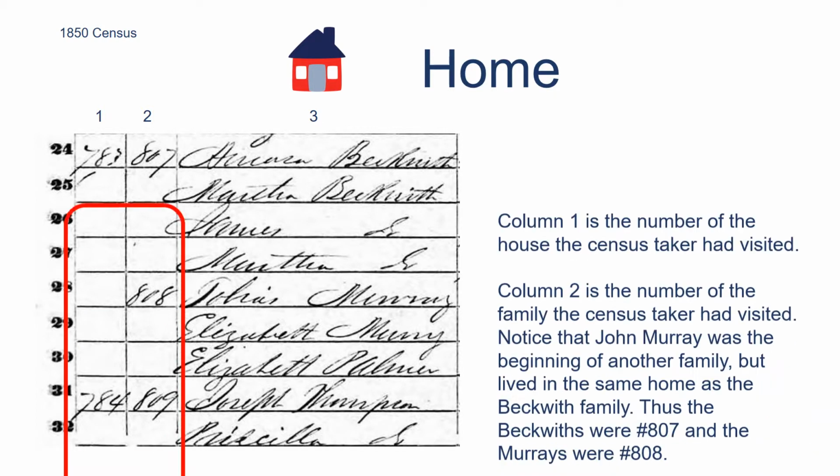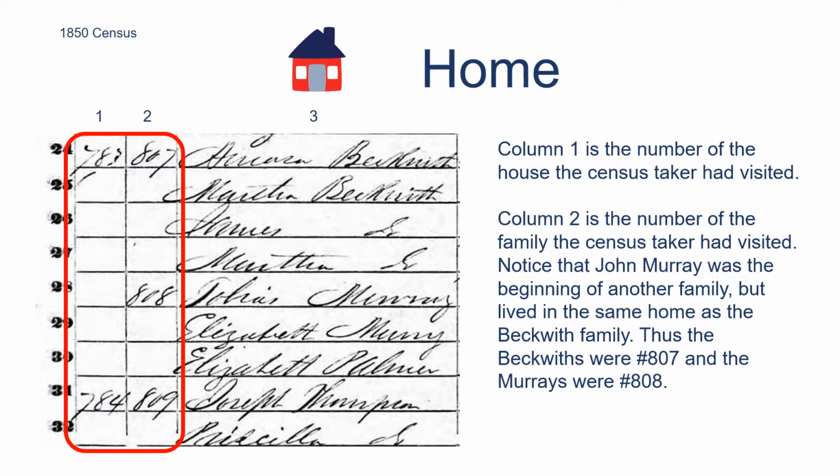Home. Column 1 is the number of the house the census taker had visited. Column 2 is the number of the family the census taker had visited. Notice that John Murray was the beginning of another family, but lived in the same home as the Beckwith family. Thus, the Beckwiths were number 807 and the Murrays were number 808.